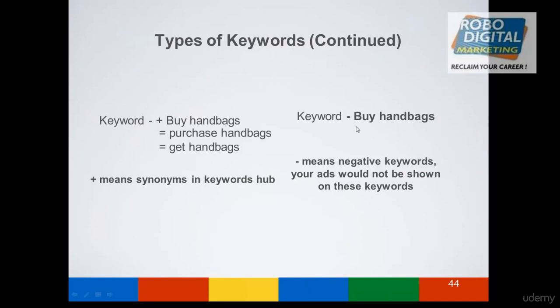If you write a minus sign ahead of it, then it will remove. Whenever buy or purchase or get comes, my ad will not be shown. So it will be just on the word buy. You can write a plus sign with buy, and if the user searches purchase, your ad will be shown. If the user writes get, your ad will also be shown. If you do not want to show it on buy terms, then you can write the minus sign. You have to use it.